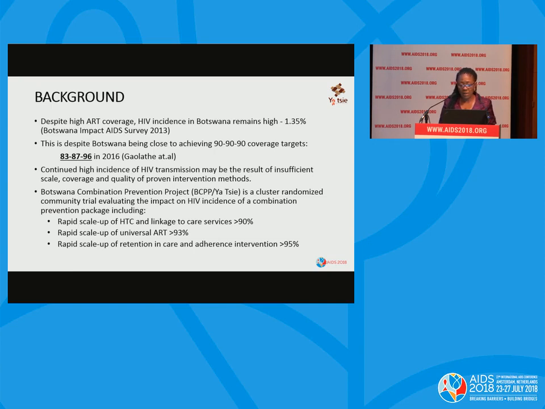BCPP is a cluster randomized community trial evaluating the impact on HIV incidence of a combination prevention package, including rapid scale-up of HTC and linkage to care services, rapid scale-up of universal ART, and rapid scale-up of retention in care and adherence intervention.